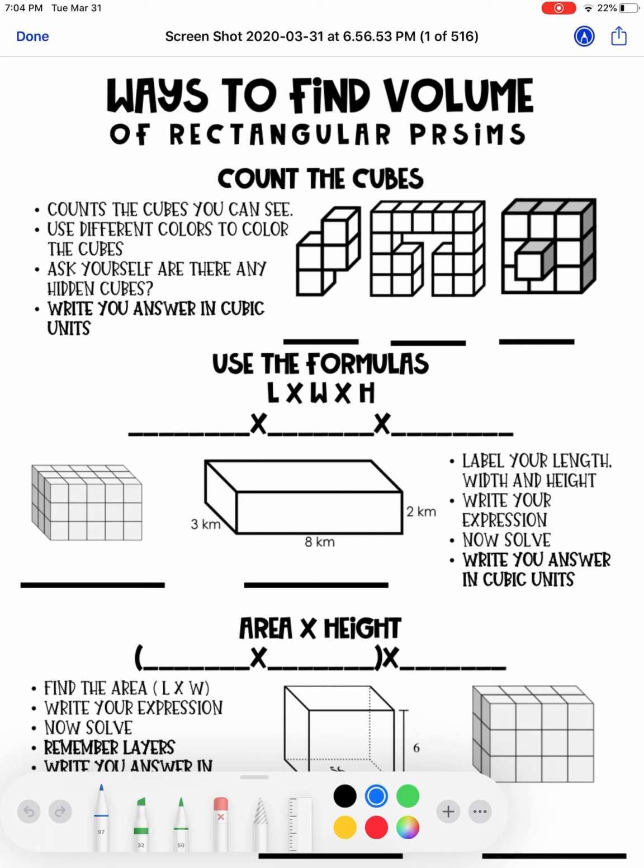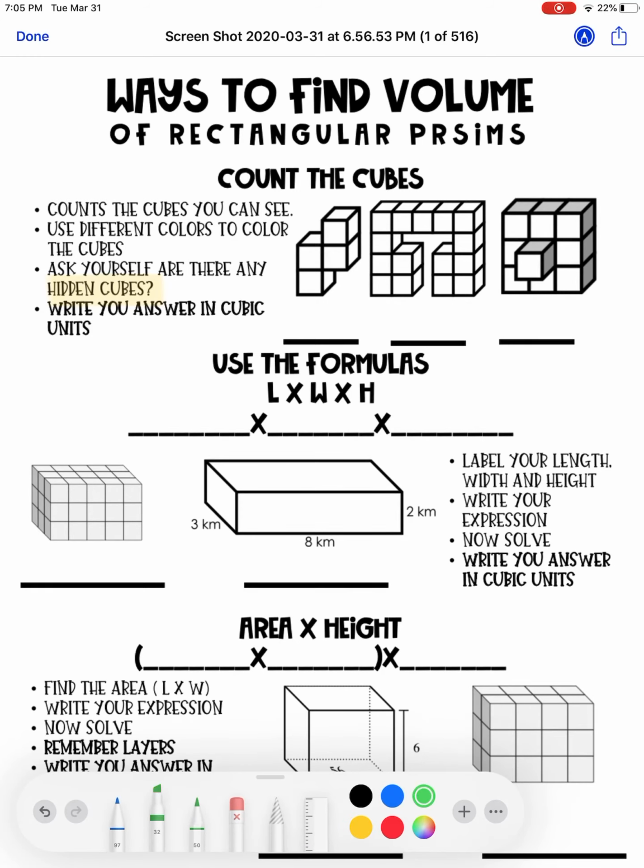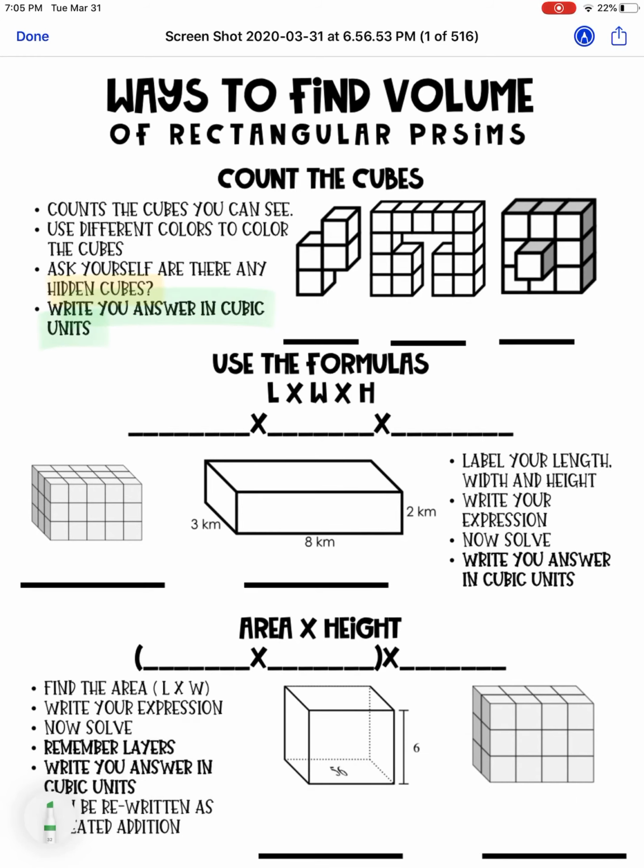So the steps are count the cubes, use different colors to color the cubes, ask yourself, are there any hidden cubes? And write your answer in cubic units. So a couple things to pay attention to here are hidden cubes. So are we going to see any hidden cubes? And yes, in one of our examples, we will. The other super duper important thing to pay attention to here is write your answer in cubic units, okay? So hidden cubes and writing our answers in cubic units.